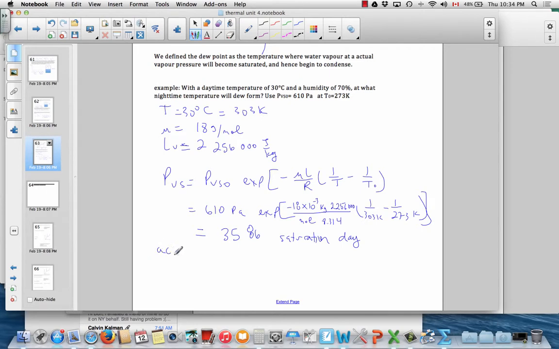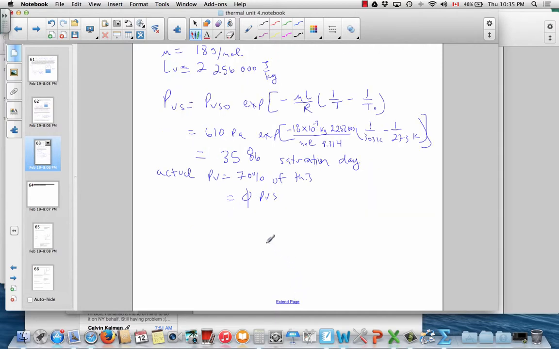But of course, the actual vapor pressure on this day is 70% of this, because it's phi times the saturation value. So 0.70 of the 3586 pascals tells us that on this day, 2510 pascals of atmospheric pressure is attributed to water vapor in the air.